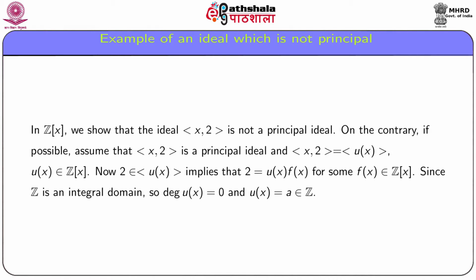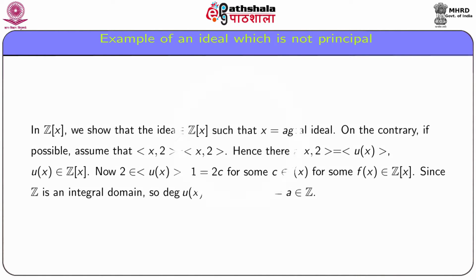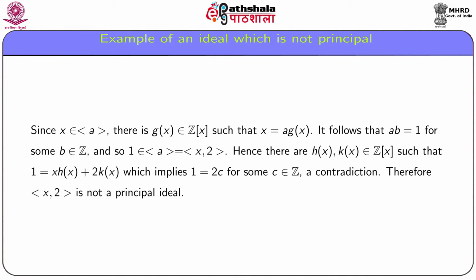Still, I would like to exhibit here an example of an ideal which is not principal. If you consider the ideal generated by 2 and the indeterminate x, then similar to the proof in the previous theorem, you will get some c such that 1 = 2c, where c is in Z, but it is not possible. Hence, the ideal generated by 2 and x can never be a principal ideal.